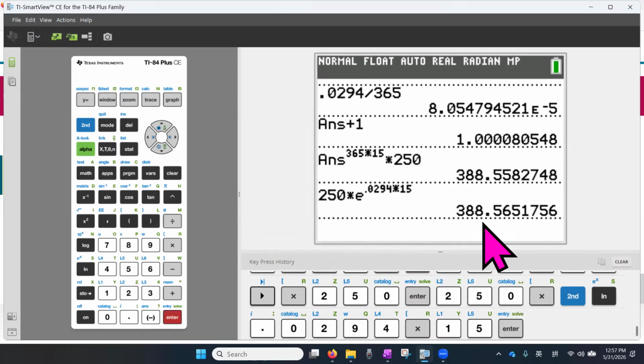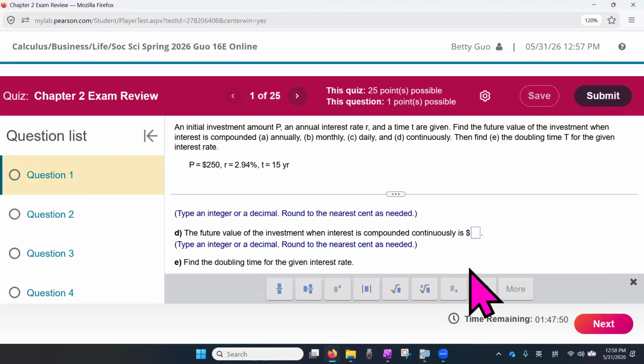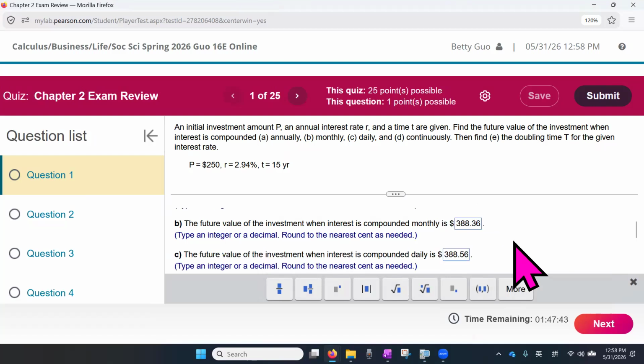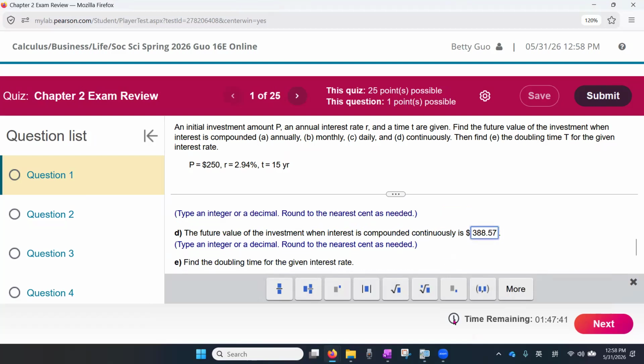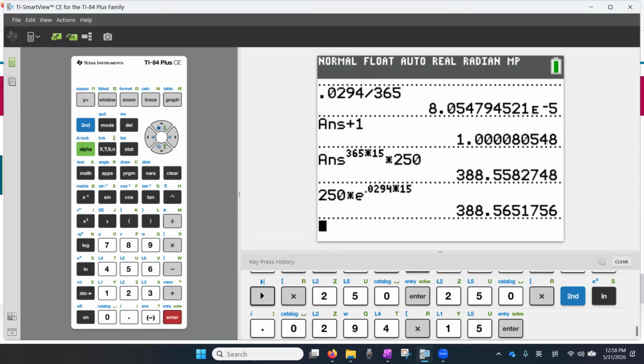It's $388.57. A bit higher than daily, right? That's 56 cents for daily, and this is 57 cents.